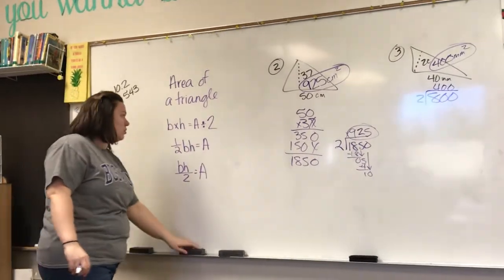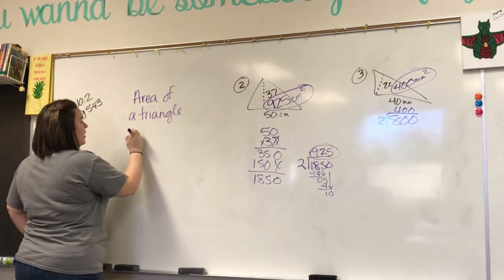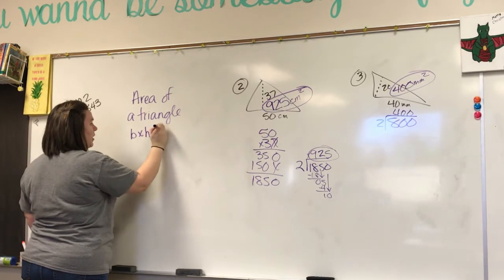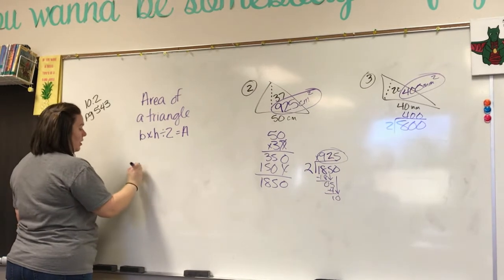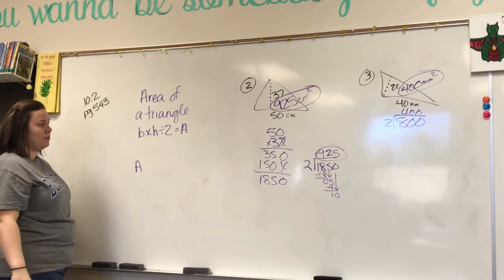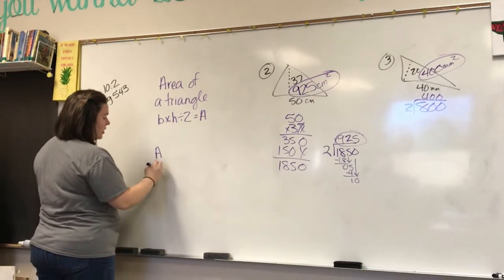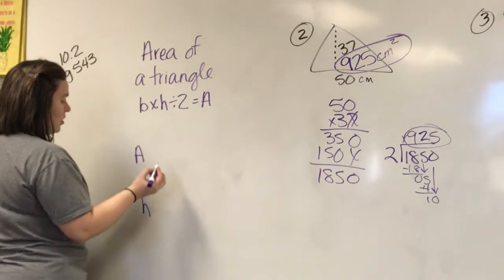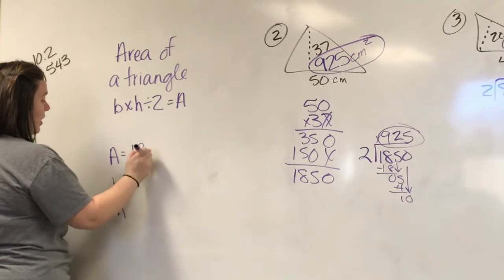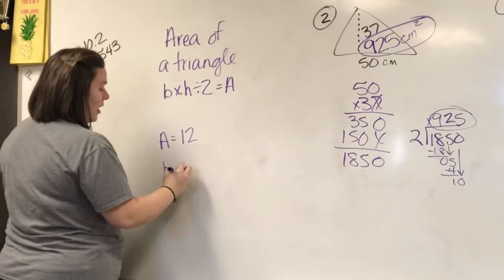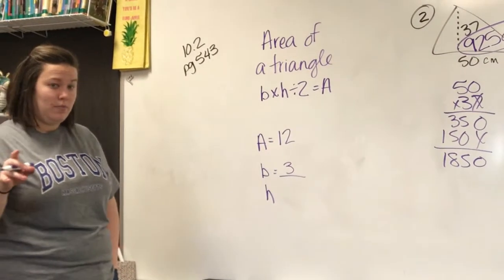If you know that the area of a triangle is base times height divided by 2, that will give you the area of a triangle. What if you already have the area? If you already have the area and you need the base or the height, let's say the area is 12 and you have a base of 3. This is how you do this problem.